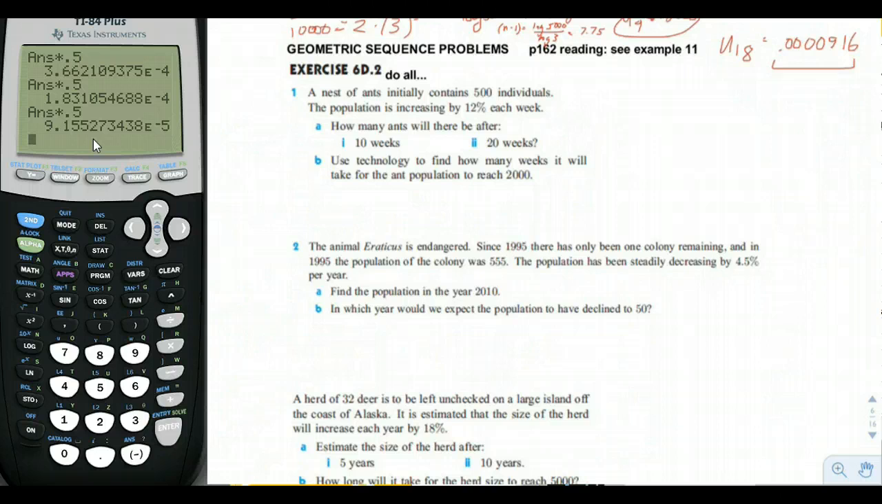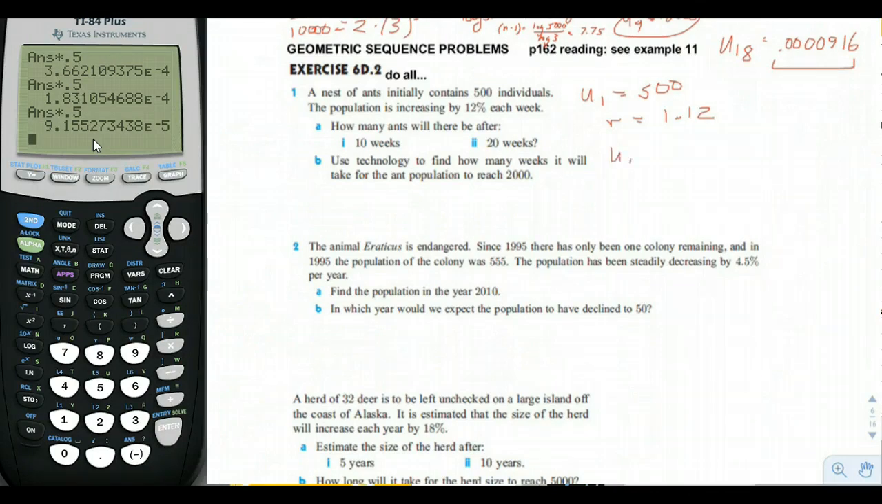So let's see. It initially has 500. The population is increasing 12% a week, so that would be r equals, would it be 0.12? No, it would be 1.12. You have to add the 1 because it's actually increasing by 12%. So every week there's 112% of what was before, or 1.12. Okay, so how many ants will there be after 10 weeks?